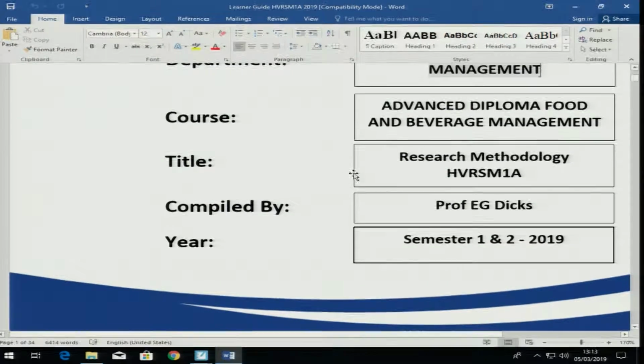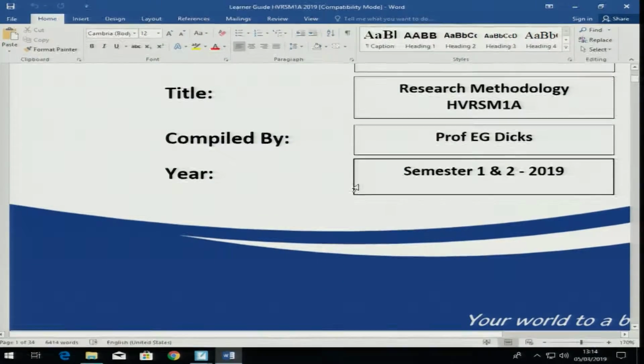The subject is called Research Methodology, HVRSM 1A. We will do it in semester 1 as well as in semester 2. The most fortunate part for you is we will not write the exam in June. We will only have a summative assessment at the end of the year, which will be your exam. And throughout the year, we will have different assignments.